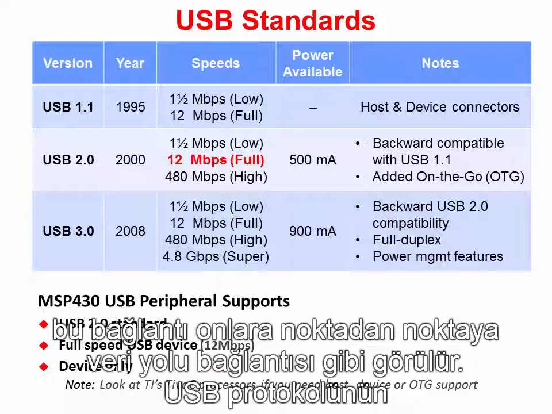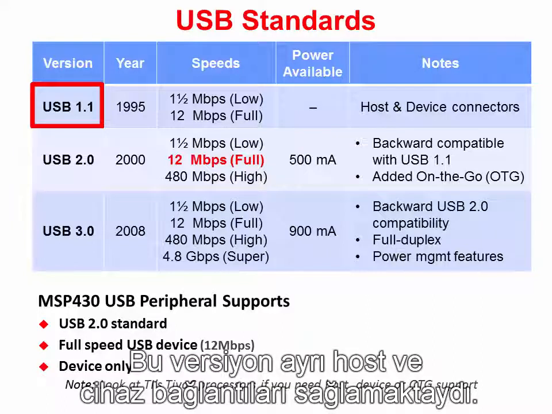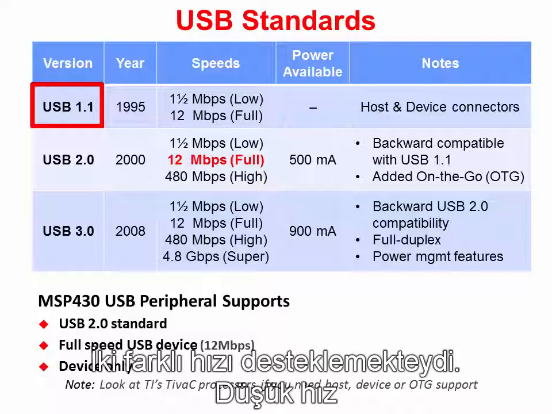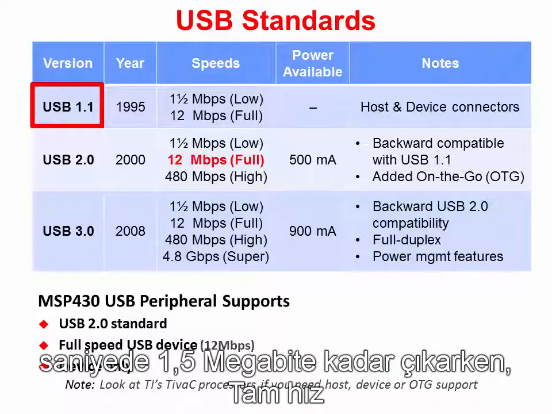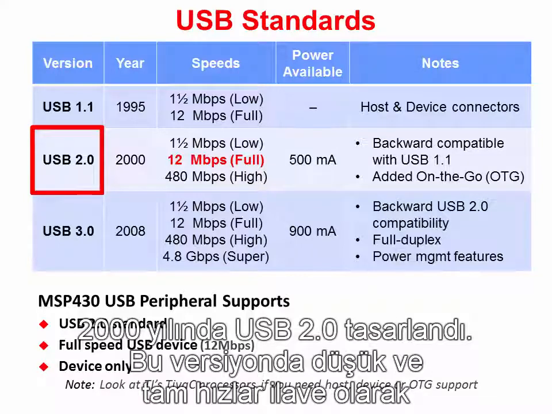The USB protocol has gone through a number of revisions. USB 1.1 was released back in 1995. This version provided separate host and device connectors, along with supporting two different speeds. Low speed at up to 1.5 megabits per second, while full speed had data rates up to 12 megabits per second. In 2000, the USB standard was upgraded to 2.0.